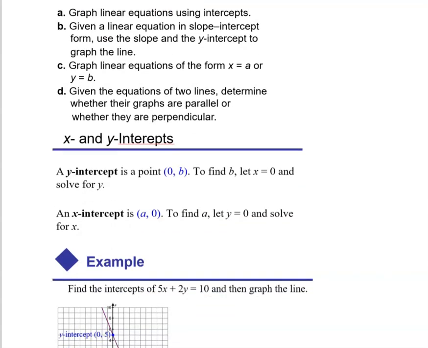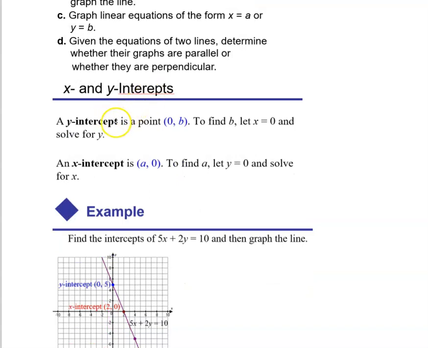So we've got x-intercepts and y-intercepts. A y-intercept, which we've talked about before, the x is always 0. The y we refer to as b when we're talking about the equation y equals mx plus b. To find b, let x equal 0 and solve for y. An x-intercept, this time the y becomes 0 and you're trying to find a. So you let y equal 0 and then solve for the x variable.